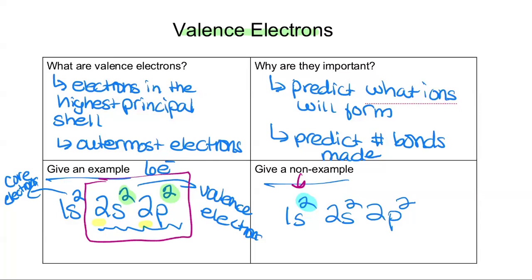Okay. So I want you to come up with your own example of these, and I'd really like if you give the definitions in your own words.